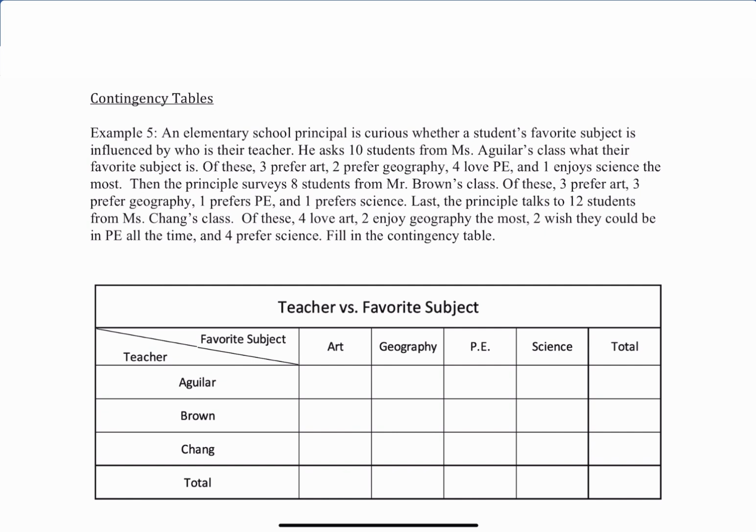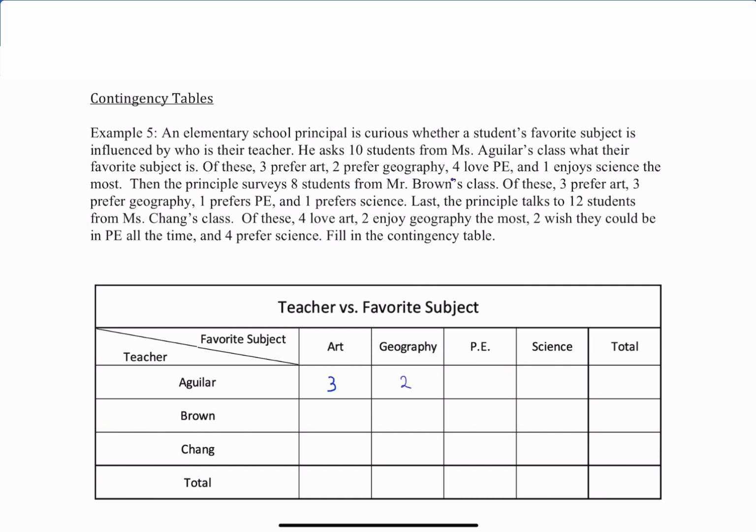And let's start filling in the table as we're reading through this. That'll be quicker and less tedious. So since we have 3 students in Miss Aguilar's class preferring art, we'll put a 3 in the box that's across from Aguilar and below art. Next, we have that 2 of her students prefer geography. So we'll put a 2 in her row in the geography box.